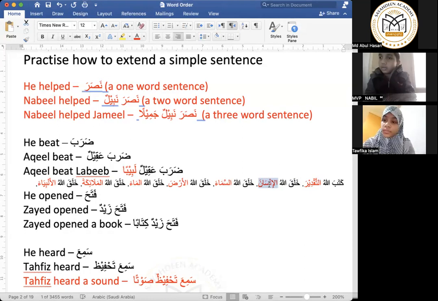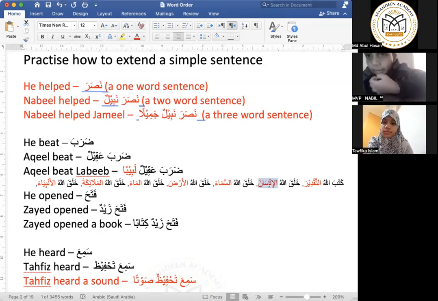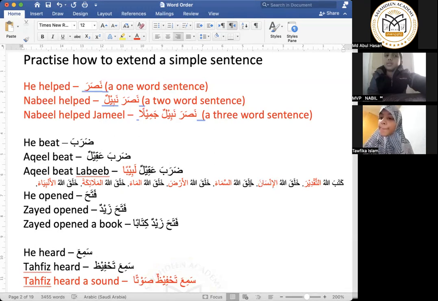And whom did he create? The human being. So insan is the human being. What did we give it? Fatha, as a maf'ul. What did we give it, Tawfiqa? A fatha as a maf'ul. Okay, now the next one, Tawfiqa.